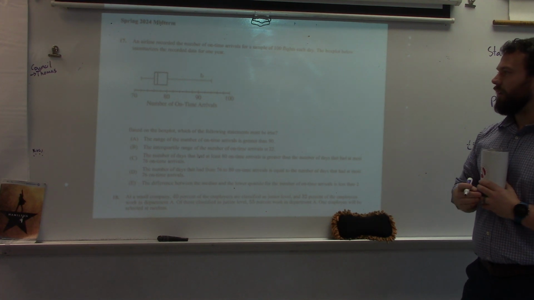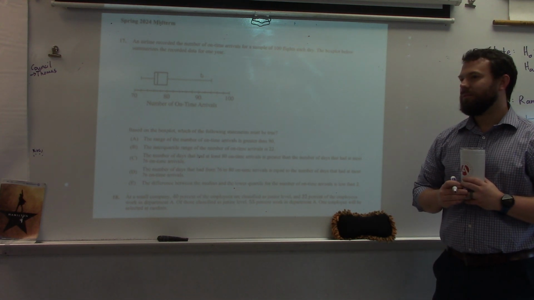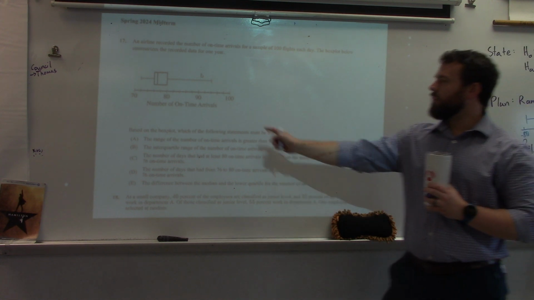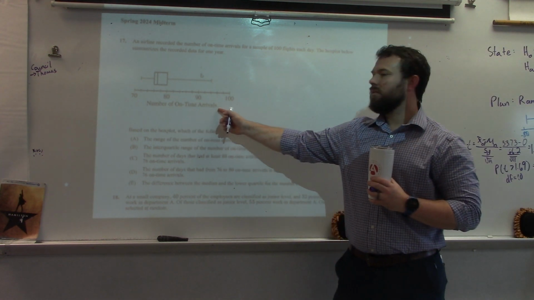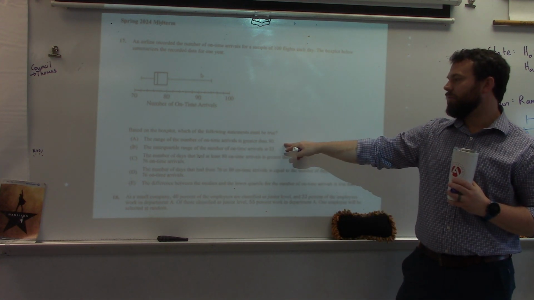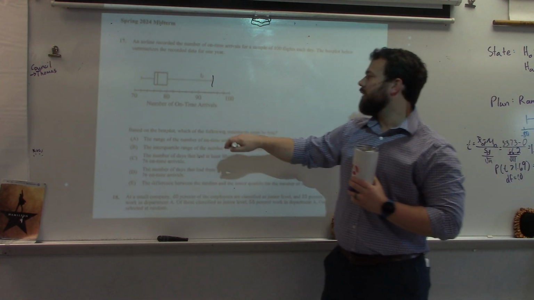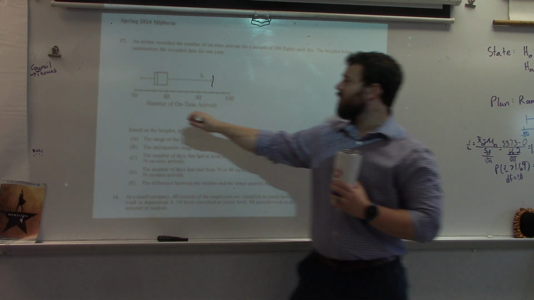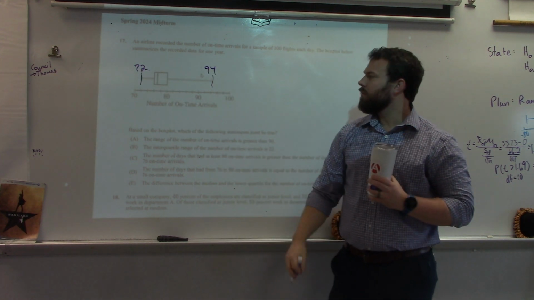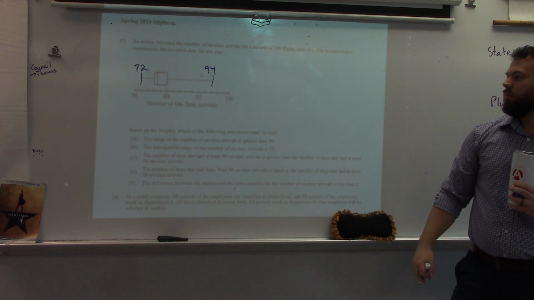So the range. Remember, how do we calculate range? Let's look again. What does this indicate? The number of on-time arrivals. So do we know what the range of the number of on-time arrivals is? That's 94 to 72. What would that range be? 94 minus 72, or just 22? That got me on that one.